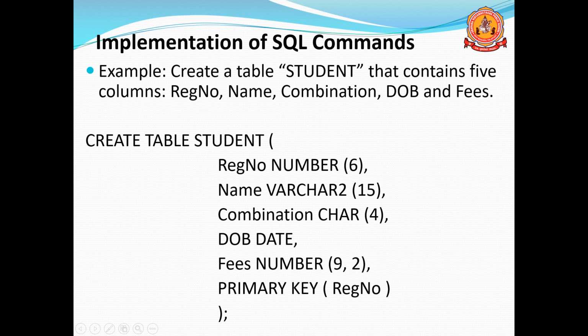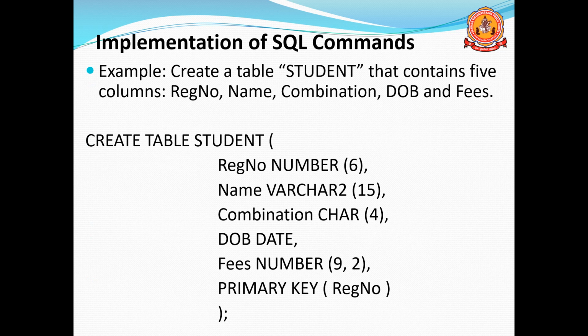Here is one example. Create a table student that contains 5 columns. You have to create one table student that should contain 5 columns: register number, name, combination, date of birth, and also fees. These are the 5 different columns. For these 5 columns you have to create a table. So how can we write the query?